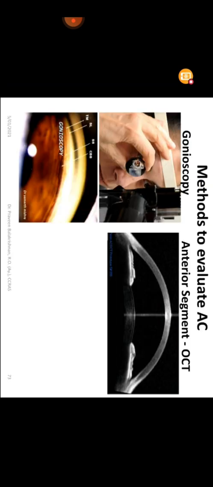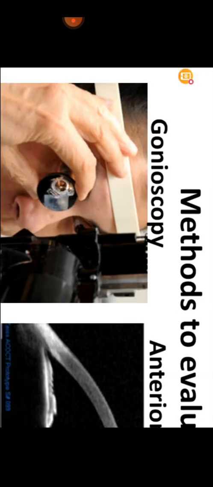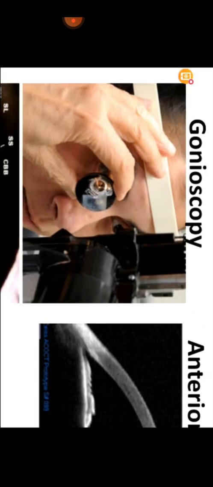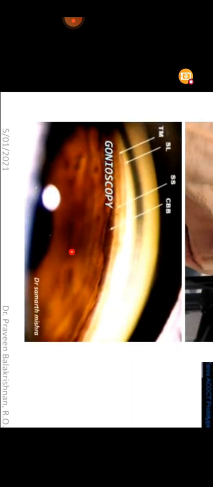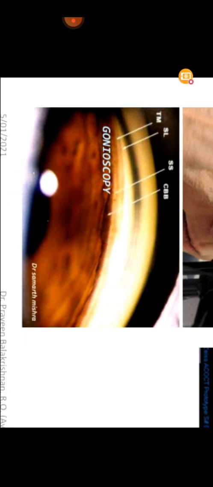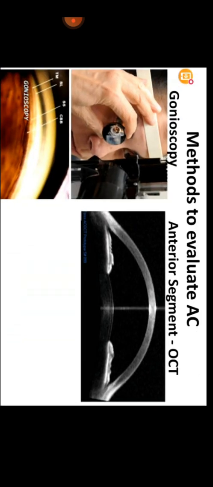And then to evaluate the angle of the anterior chamber, you do a gonioscopy, where you use a gonio lens on a slit lamp, and you can check, see, this is the iris, this is the cornea, and you can see the angle of the anterior chamber. This is the angle of the anterior chamber. Okay, you can check for the angle of the anterior chamber, and objectively, you can now use anterior segment OCT.